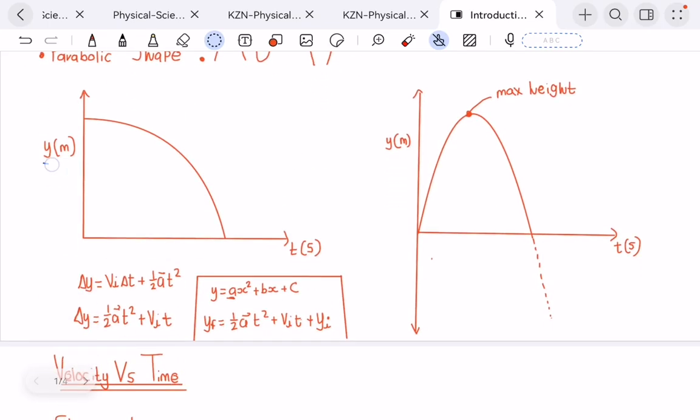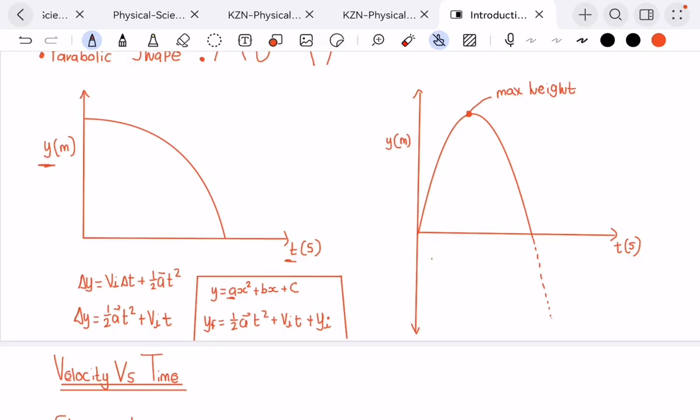So on our y-axis we have y, because remember we're talking about a vertical motion, a motion along the y-axis. So I'm moving in the y direction. This is our y. I can even call it change in y, it's still the same thing. So this is my position and this is time. So this is a position versus time graph.